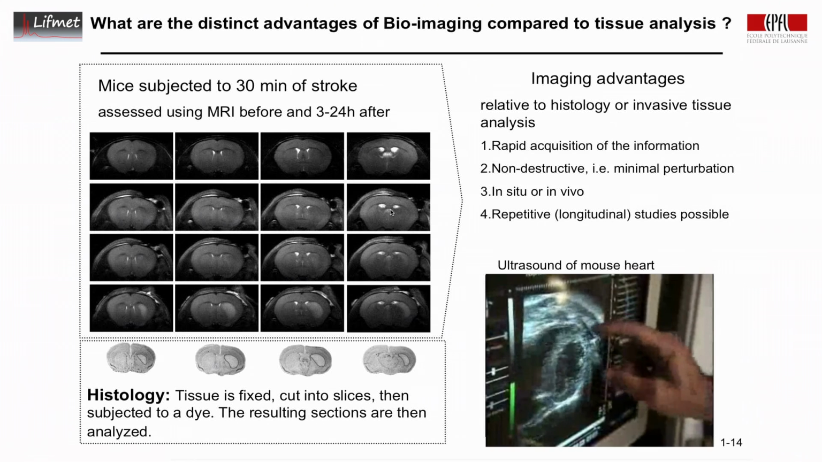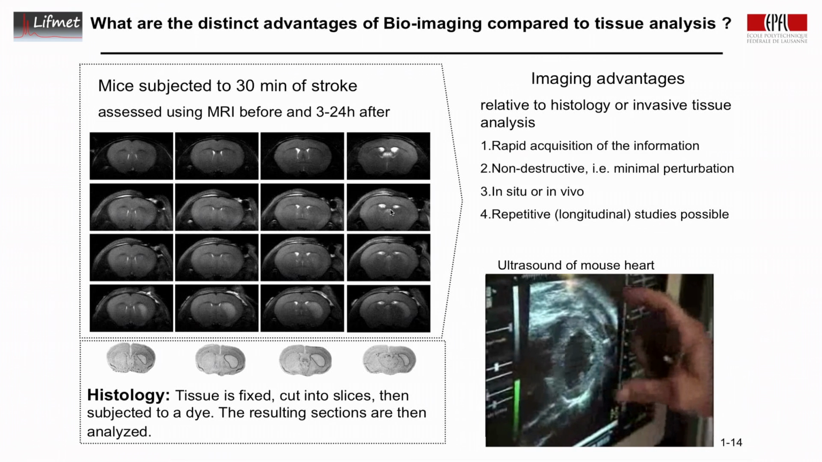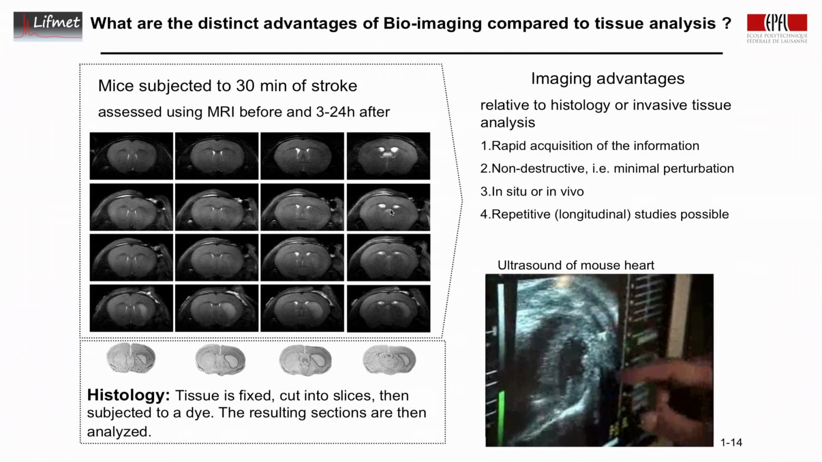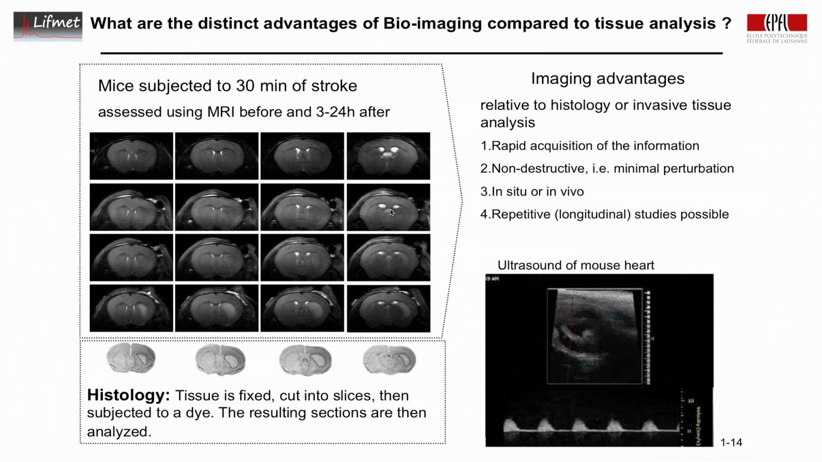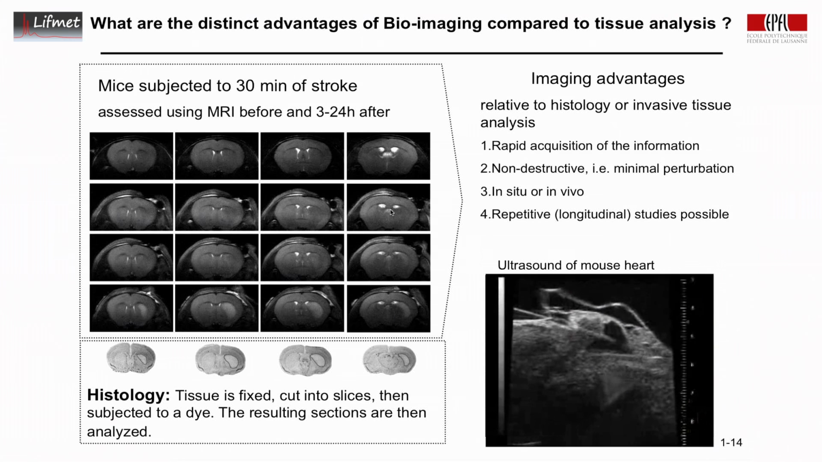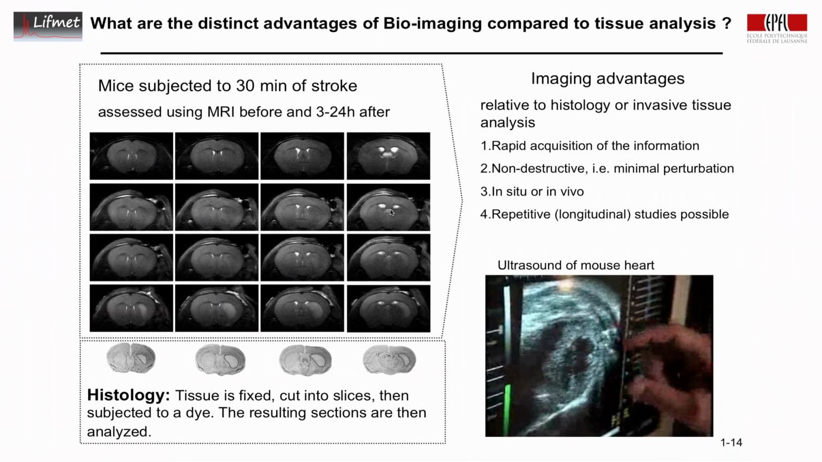Think about it, how fast a mouse beats. It is several hundred times per minute, to get an appreciation of the challenges that were overcome in this example. And of course, we can also see here the volunteer, the mouse, which all it is subjected to is putting a transducer on its chest.